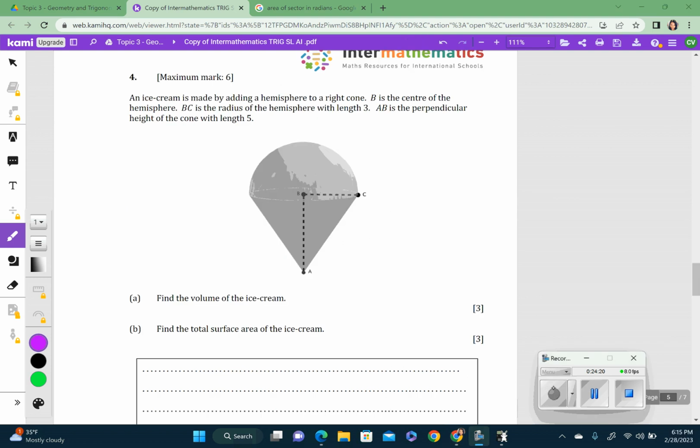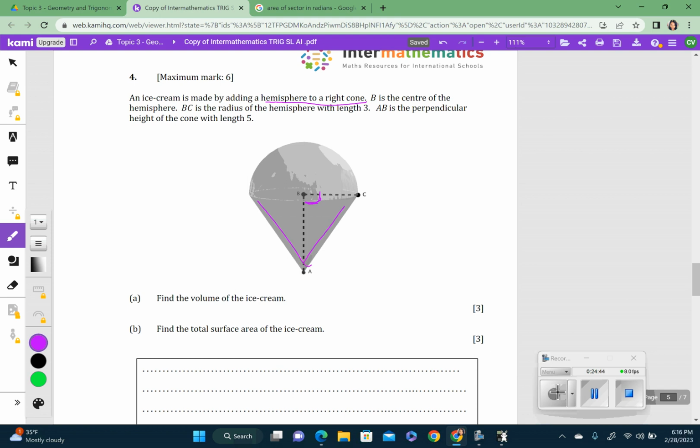All right. So this shape is right here. It's made by adding a hemisphere to a cone. So the hemisphere is right here. Here's a cone, and it's specifically a right cone. So that right here is 90 degrees. We're asked to find the volume of the ice cream.